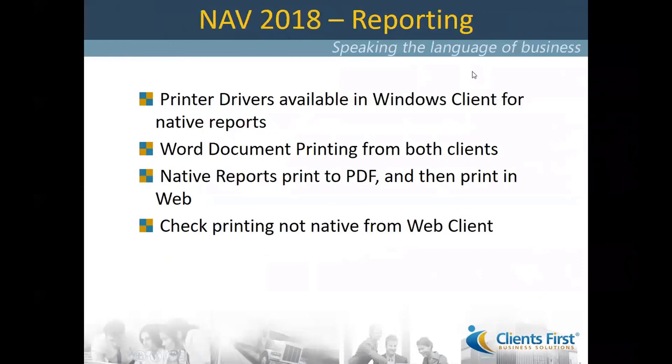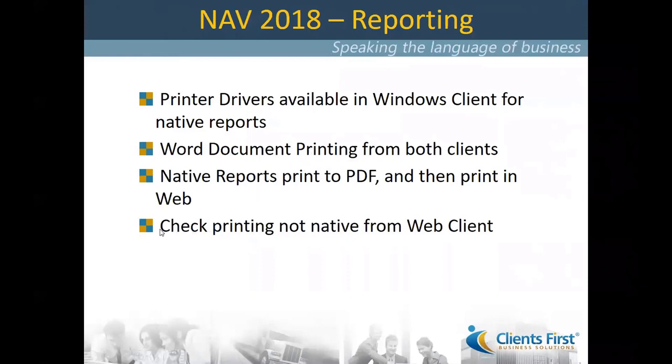Reporting can be a little bit tricky, and I would say we encountered some pain with our early deployments, because when we print a native report, printer drivers are only available in our Windows client. They're not available for native reports on the web client. So if you want to print your aging, for example. But if you're printing documents like Word documents, you can print those. You can't just select a printer directly through the web client. You have to print to a PDF or print to Word, and then you can select a printer via their tools, but you can't directly access a printer from the browser. And that's currently. What's around the corner, we'll find out.